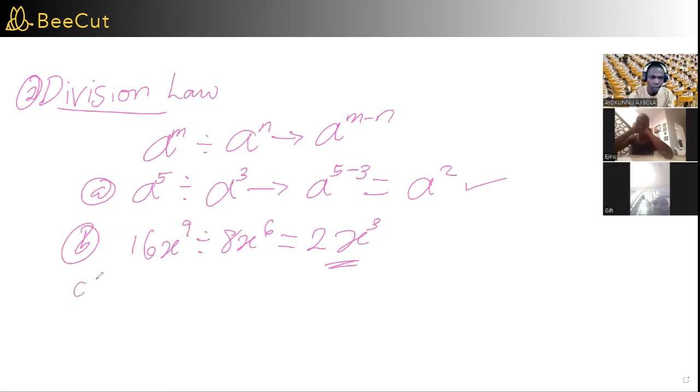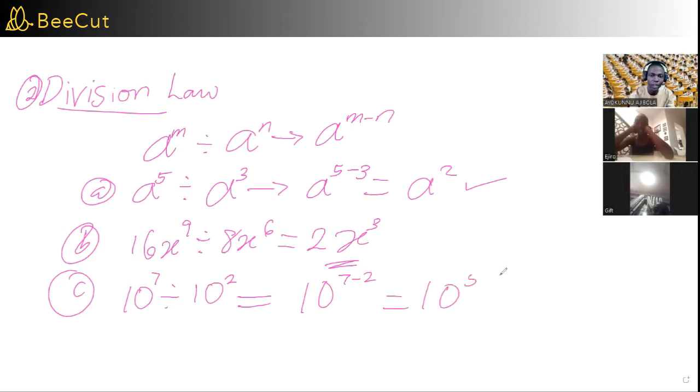Let's assume you have this: 10 raised to the power 7 divided by 10 raised to the power 2. And this is going to be 10 raised to the power 7 minus 2, which is going to be 10 raised to the power 5 finally.